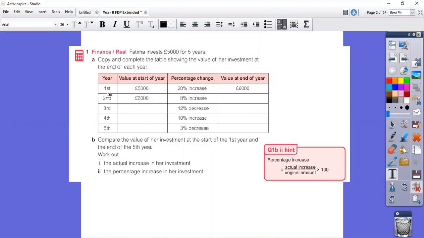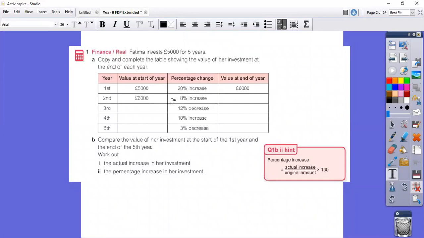So if we look at this table, it's got year 1, 2, 3, 4, and 5. And at the start of her investment, at the start of the year, she had £5,000. The percentage she was given, she got a 20% increase. So if I do 5,000 times 1.2 with 20% increase, that will give me £6,000 at the end of the year. And this £6,000 is rolled over onto year 2. So at the beginning of year 2, she now has £6,000.